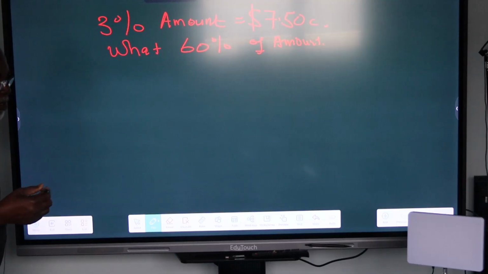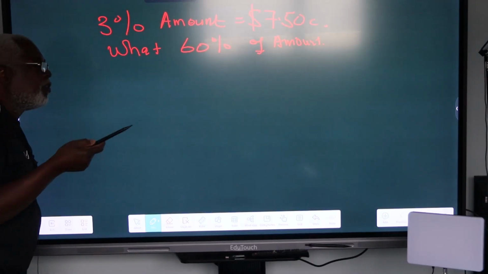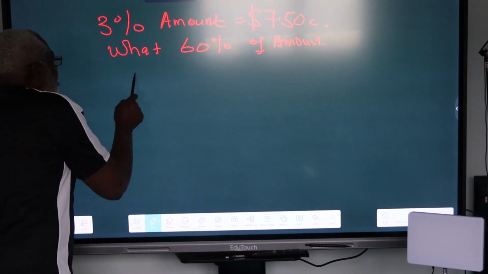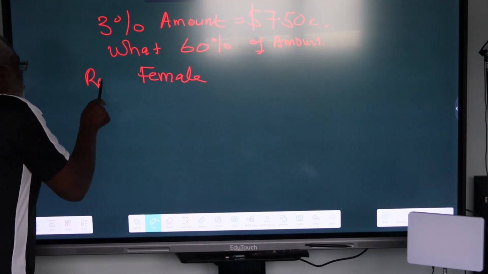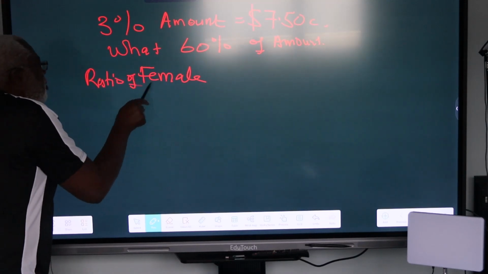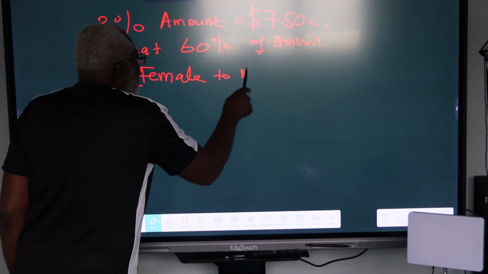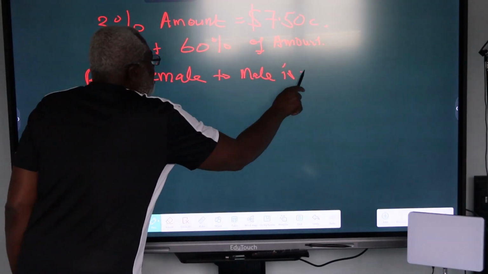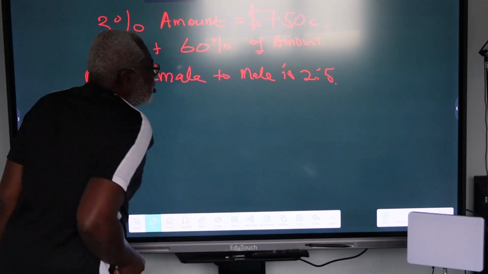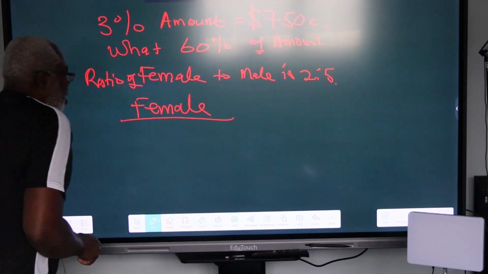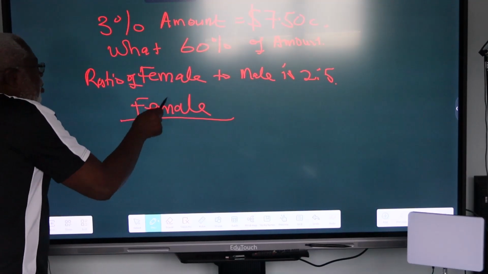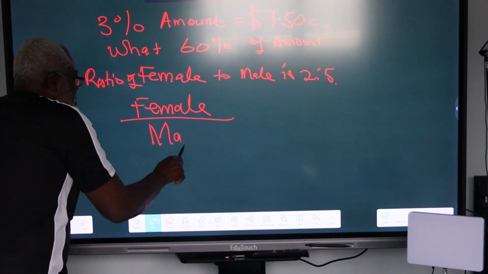So if, for example, I say that in a group of people, the ratio of females to male is 2:5. All that I'm saying is that if you take female and you divide them by male, you put male here.